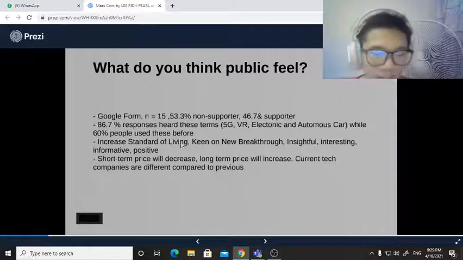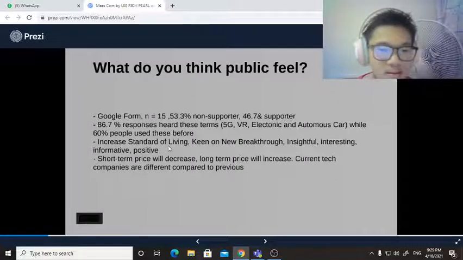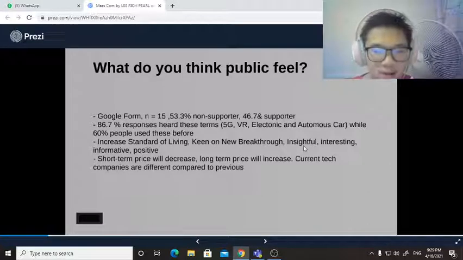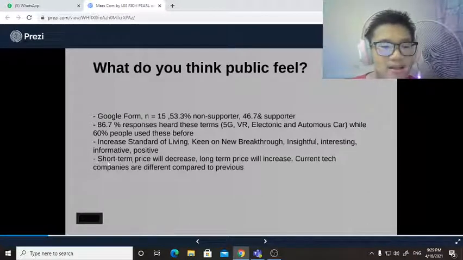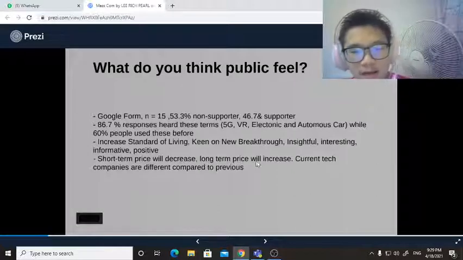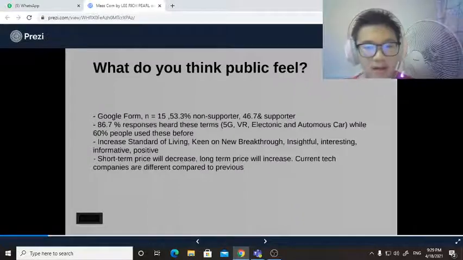Most of the respondents heard about the 5G VR solution card, but only 60% of people used it before. Most people think that this will increase the standard of living, and they are also keen on new breakthroughs in technology. They found this article insightful, interesting, informative, and positive. The short-term price will decrease, and then in the long term it will increase. Currently, tech companies are different compared to before. So this is our part.